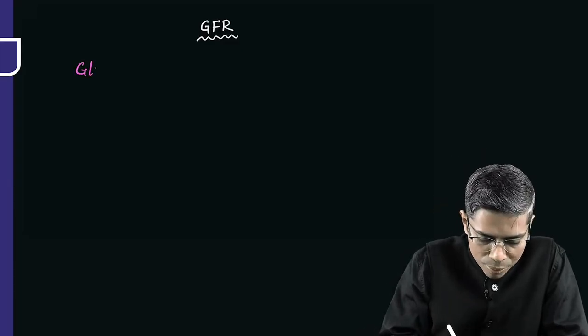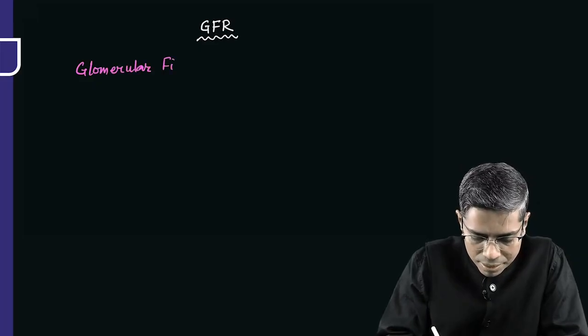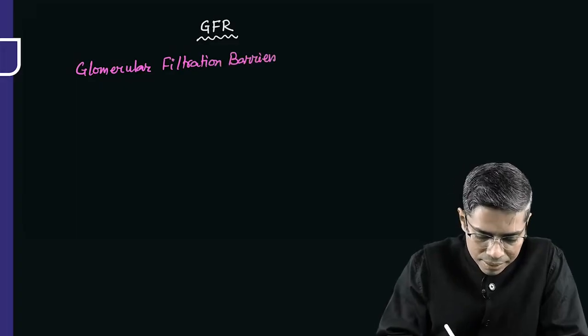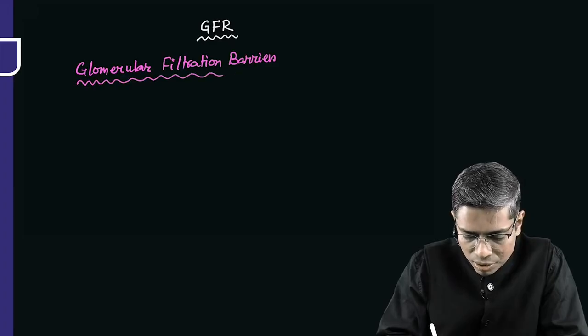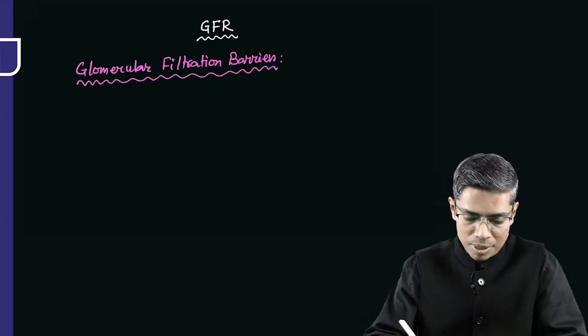Hello student, now we are going to discuss another important topic, that is GFR or glomerular filtration rate. The first thing that you have to understand is the glomerular filtration barrier. Okay, so there is a barrier through which filtration occurs at the level of glomerulus. That you have to understand, the structural part.